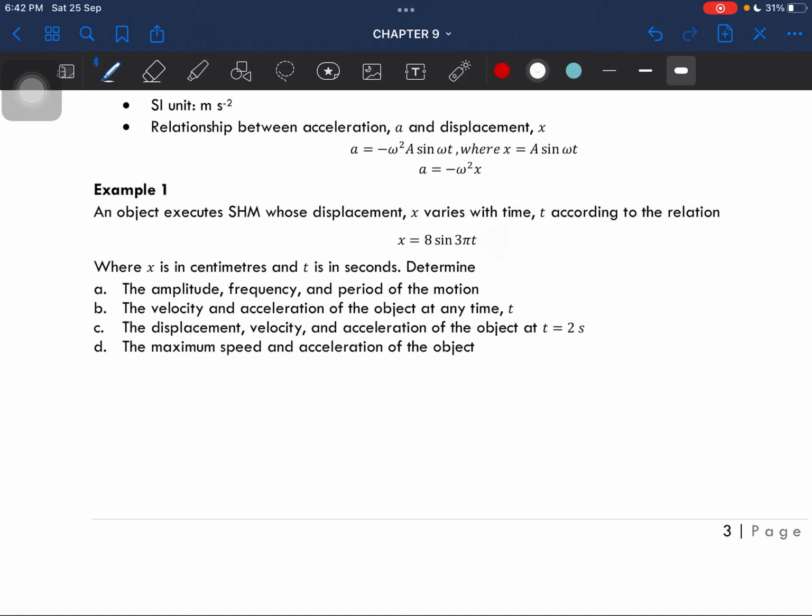Okay, example number 1. An object executes simple harmonic motion whose displacement varies with time. So they gave us the equation of displacement where x is in centimeters and t is in seconds. We have to determine the amplitude, frequency, and period of the motion, the velocity and acceleration of the object at any time t, then the displacement, velocity, and acceleration at t equal to 2 seconds, and lastly the maximum speed and acceleration of the object.